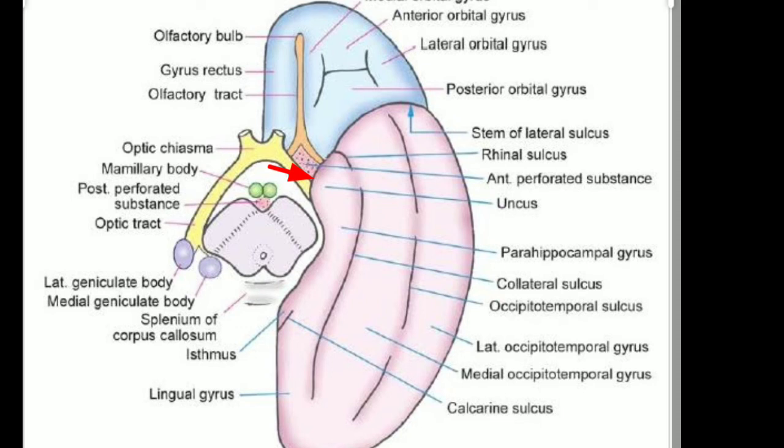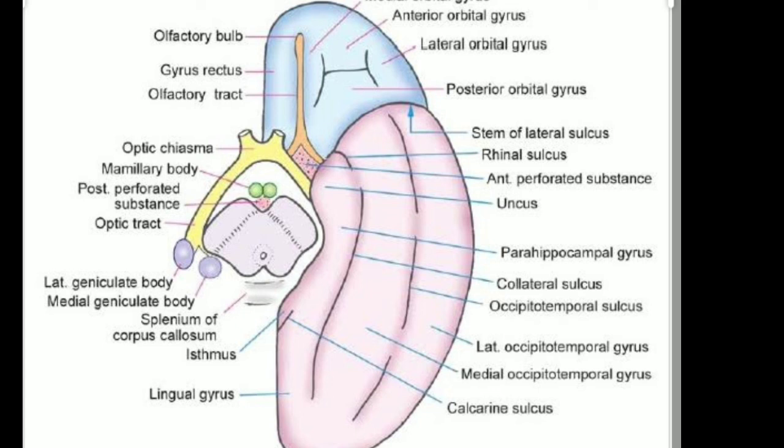Posteriorly, the parahippocampal gyrus is continuous with the cingulate gyrus through the isthmus. The area between the occipito-temporal sulcus laterally and the collateral and rhinal sulci medially is known as medial occipito-temporal gyrus. The area lateral to the occipito-temporal sulcus is termed lateral occipito-temporal gyrus. This gyrus continues around the infrolateral margin of the hemisphere with the inferior temporal gyrus.